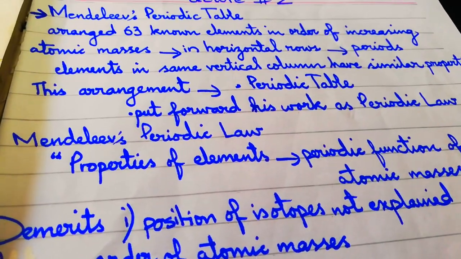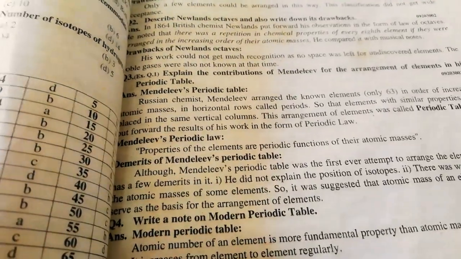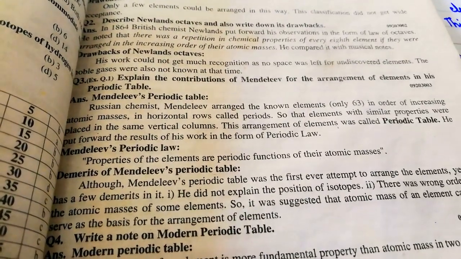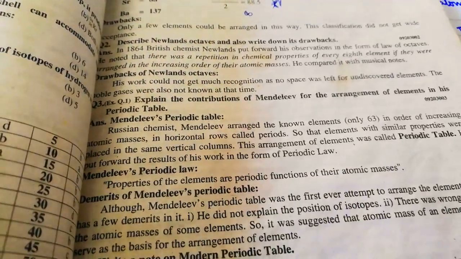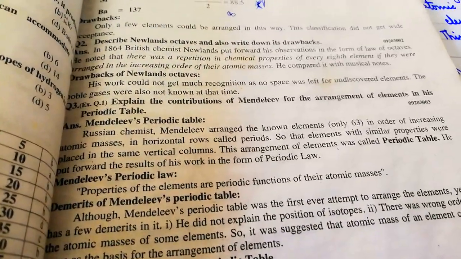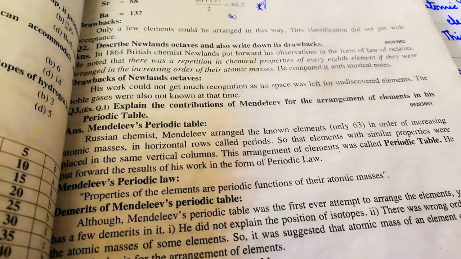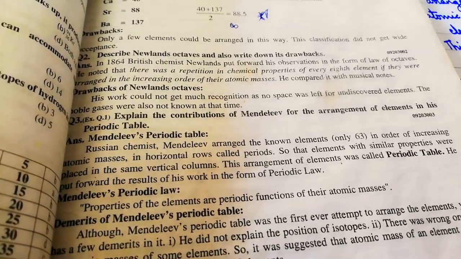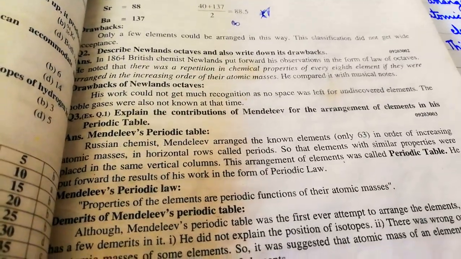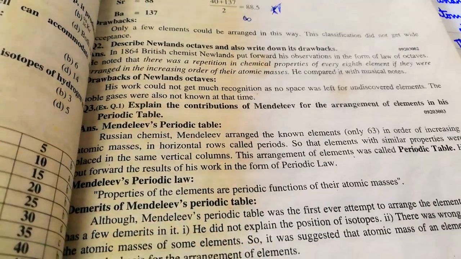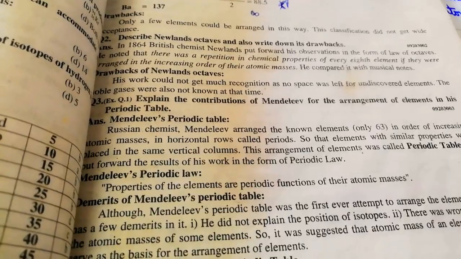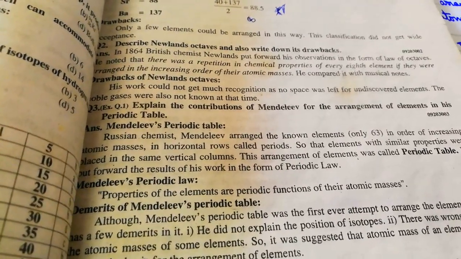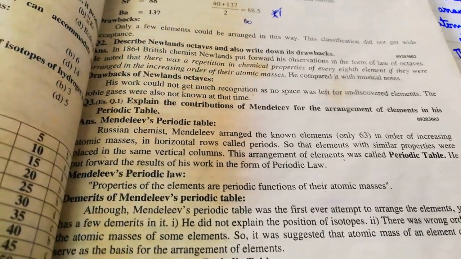I am going to read this point out from the notes now. Russian chemist Mendeleev arranged the 63 known elements in order of increasing atomic masses in horizontal rows called periods, so that the elements with similar properties are placed in the same vertical columns. This arrangement of the elements was called the periodic table. He put forward the results of his work in the form of the periodic law. Mendeleev's periodic law: properties of the elements are the periodic functions of the atomic masses.